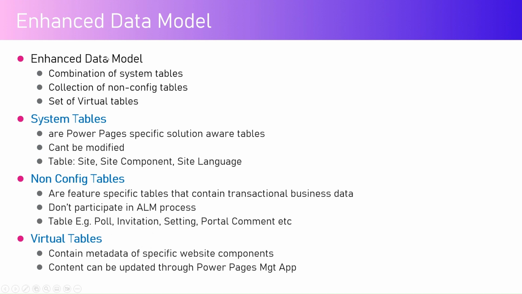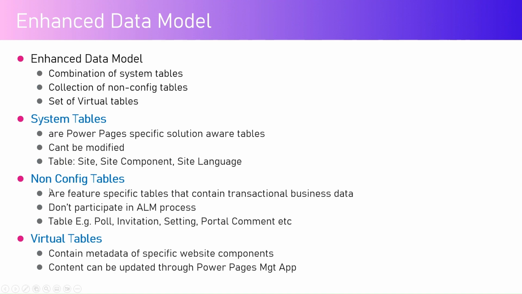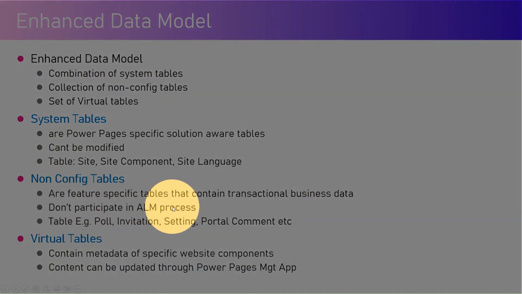Now, moving on to the next part. What is an enhanced data model? Basically, it is a combination of system tables, non-config tables, and virtual tables. Now, what are system tables? System tables are Power Pages specific solution-aware tables. They can't be modified. So there are tables called site component and site language. Now there are non-config tables. These don't participate in the ALM process, the application lifecycle management process, but they are feature specific tables that contain transactional business data. Examples: poll, invitation, setting, portal comment, etc. So these are non-config tables.